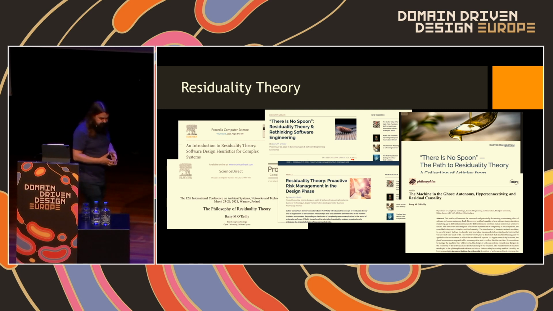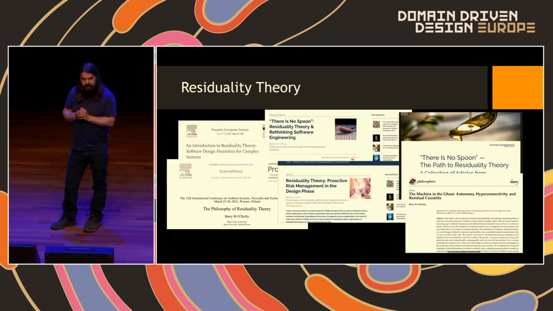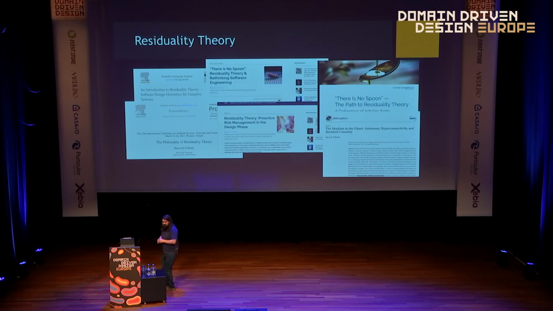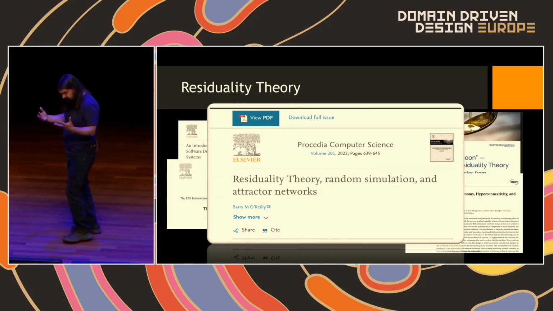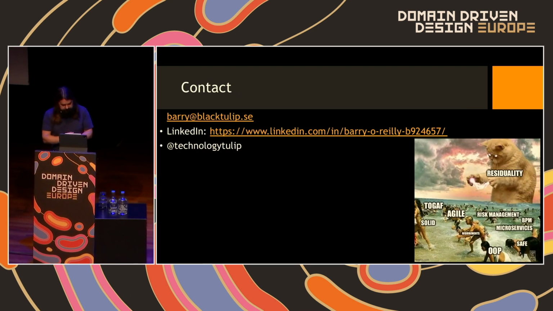There's been a bunch of stuff written about this. I've heard from some people, like Cyril, that it's very heavy, and it is very heavy. A lot of these articles are based on getting these ideas out there into print so that I can say I had these ideas first. There's even one that's ended up in a philosophy journal, much to the horror of my professor, my mathematics professor. Today's talk is based on this paper, which came out this year, Residuality Theory, Random Simulation, and Attractor Networks. And these are free to read on the web. And you can reach out to me here.